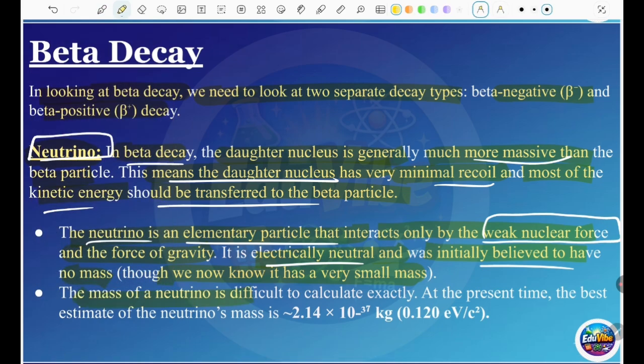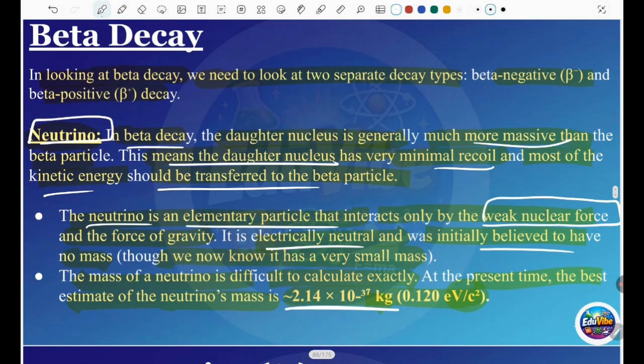The mass of the neutron is difficult to calculate exactly at the present time. The best estimate of neutron mass is this. This is very small, 1.675 × 10^-27 kg, and eV per c squared is another form we have to discuss in later lessons. That is the very smallest thing. You just have to know the theory of the neutron.